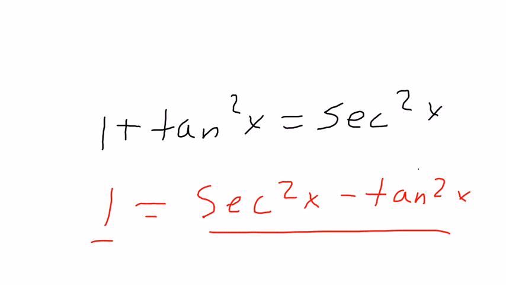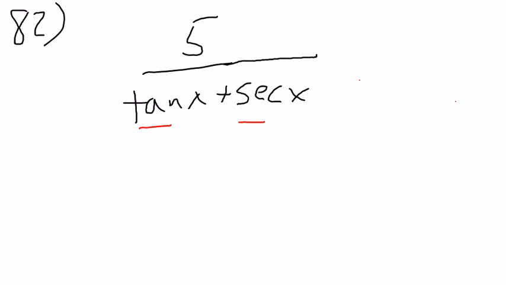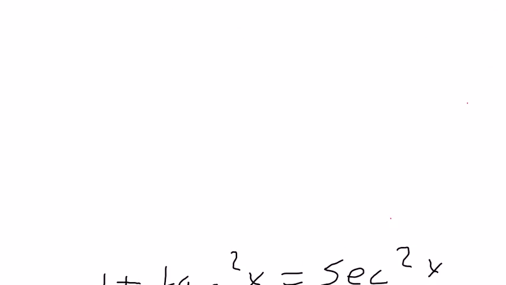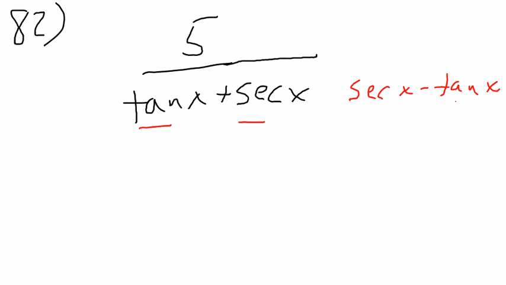So what could I multiply the denominator by up above to get it to change to 1? Well, right now, I have tangent plus secant. So if I multiply this by secant minus tangent, the bottom is going to change to 1. Okay, because I would get secant squared minus tangent squared, which is what this is right here. Okay, but if I multiply the bottom by this, I also have to multiply the top by this.